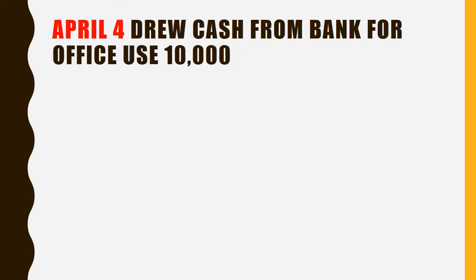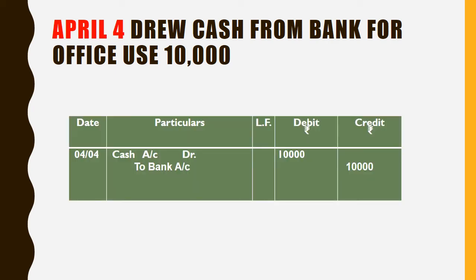Now next is drew cash from bank for office use. When a person withdrew money from his bank account for office use, entry is cash account debit to bank account. In this entry cash will increase. और जब कैश बढ़ता है एसेट बढ़ता है, एसेट बढ़ता है तो वो डेबिट होता है. ऑन द अदर साइड बैंक बैलेंस इज ऑल्सो टर्म्ड एज एसेट, तो एसेट वो कम हो रहा है. दैट्स व्हाई वी आर क्रेडिटिंग बैंक अकाउंट. देयरफॉर एंट्री इज कैश अकाउंट डेबिट टू बैंक अकाउंट बाय रुपीज 10,000.